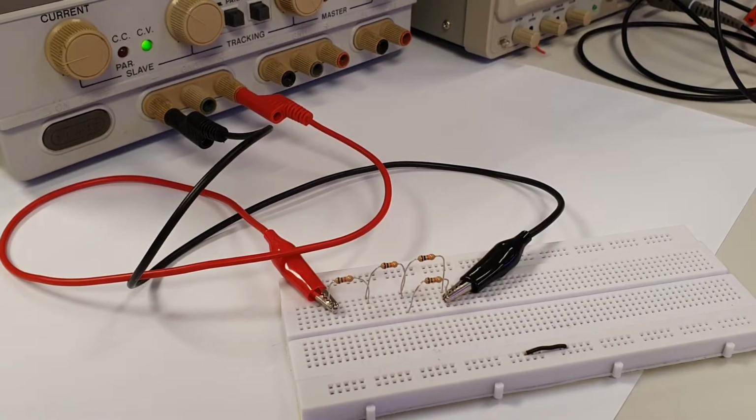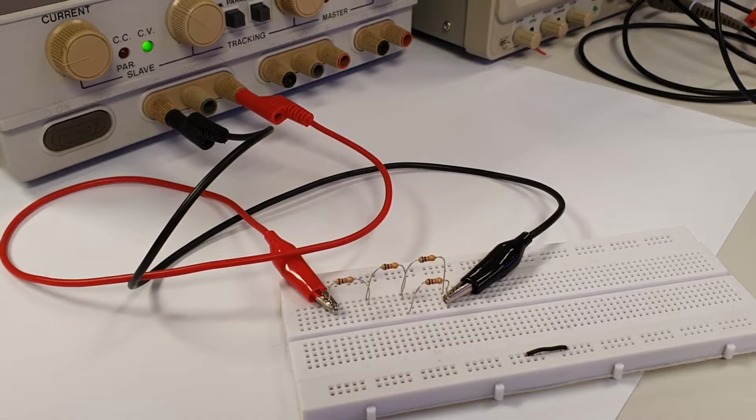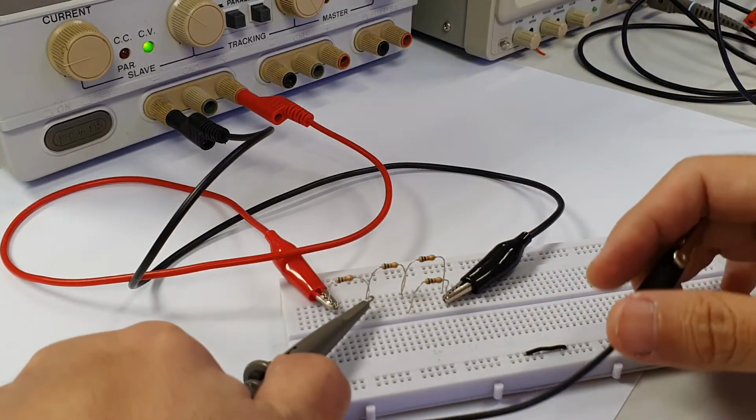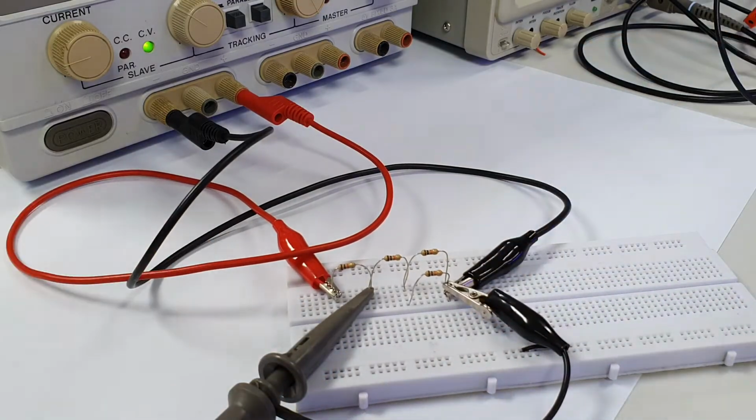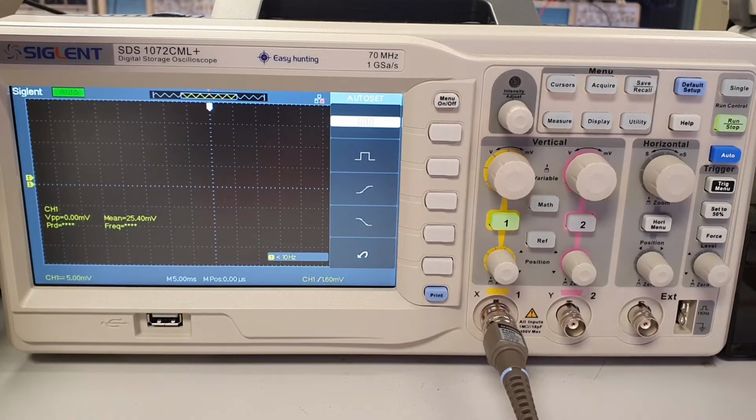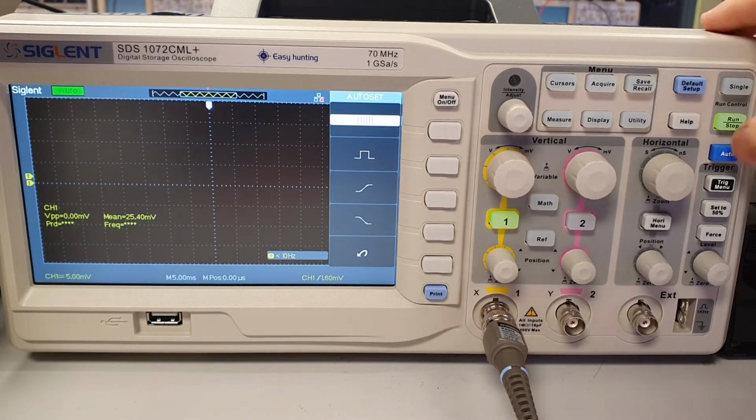To measure DC voltage using the digital oscilloscope, hook up the scope probe across the resistor where you want to measure the DC voltage like this. Then press the auto button.